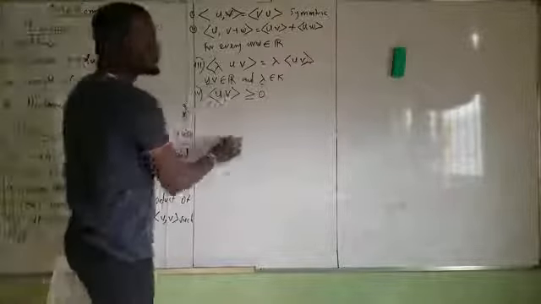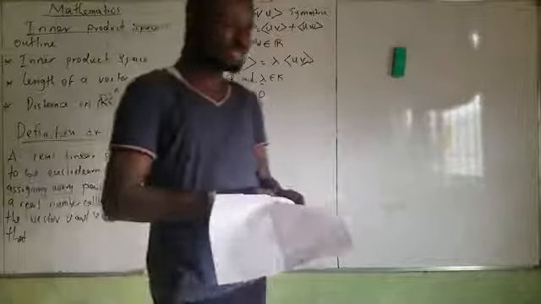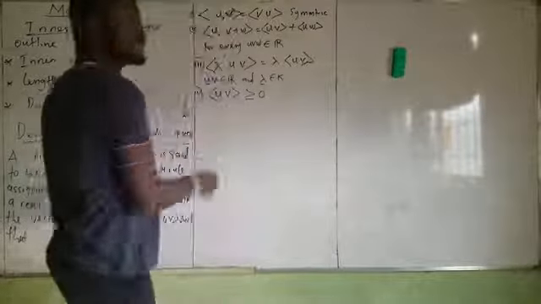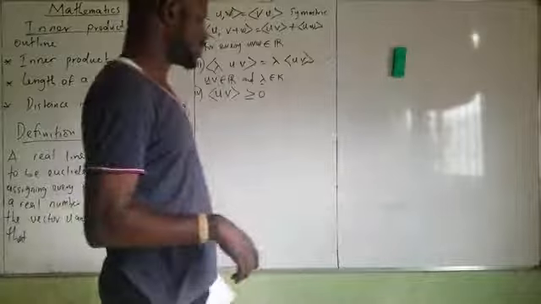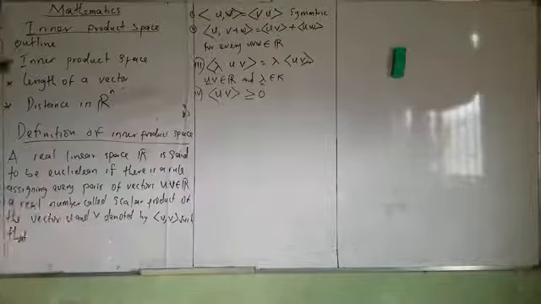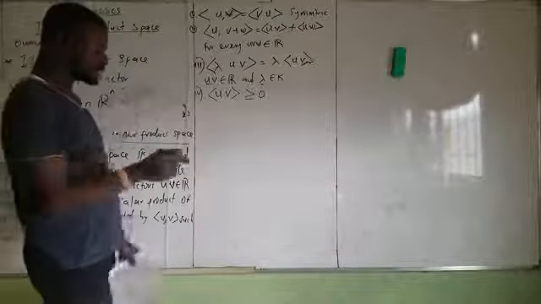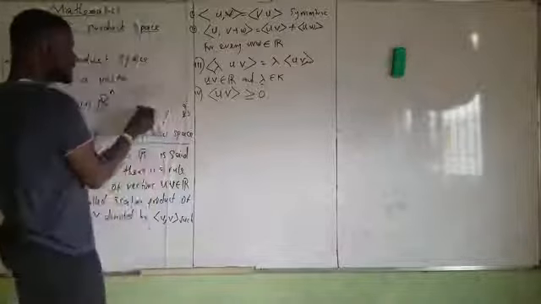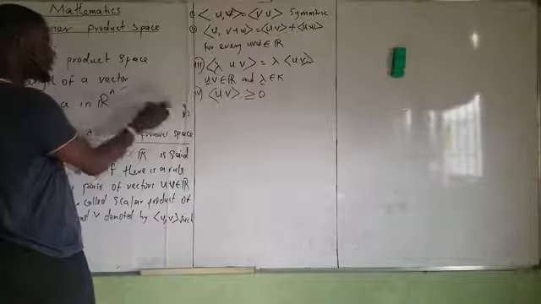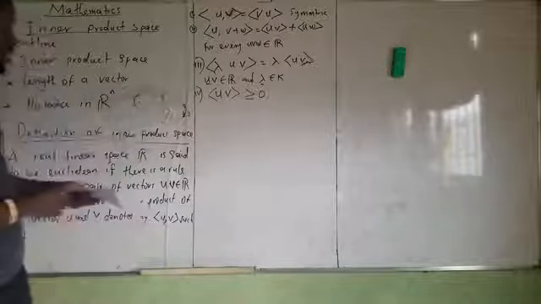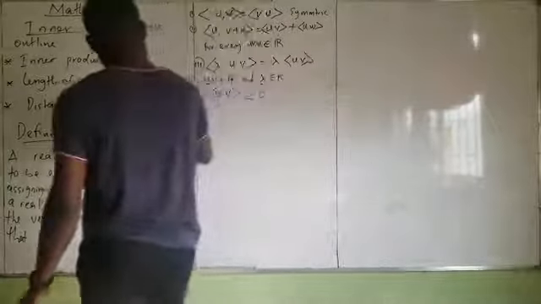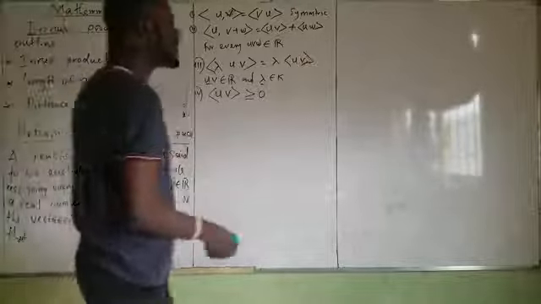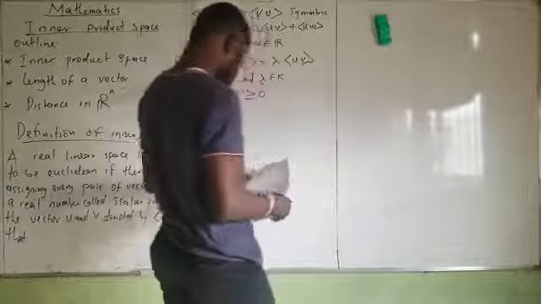Now, for this to be a space, number one, it must not be equal to 0. If it is equal to 0, it means there is no distance covered. A space is when you get from here to here. Are you getting what I'm saying now? It's covering a space. It must be greater than or equal to 0. It must not be less than 0. That's what I'm trying to say.